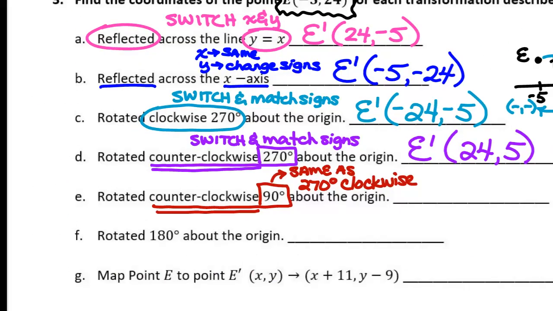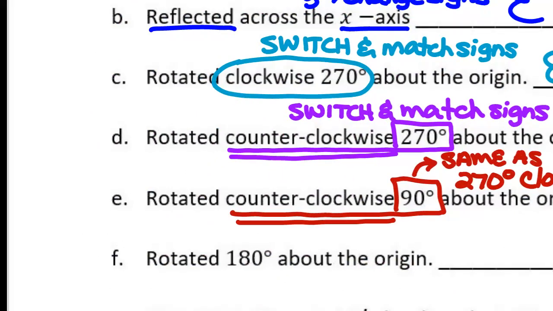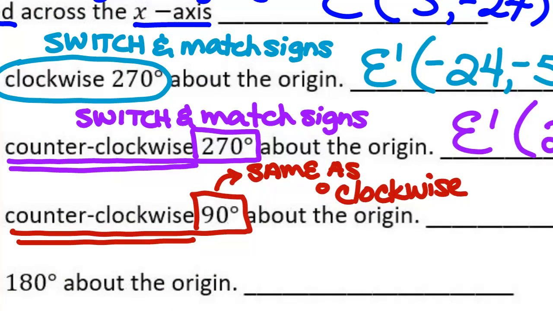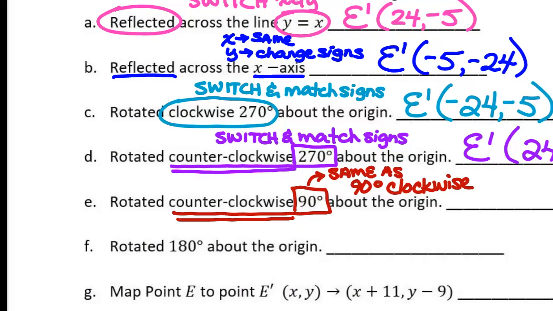Which one? Yep. Because remember, 270 counterclockwise is the same as 90. I wrote 270, sorry. I should have written 90. I was looking at the problem. Kaylin, I'm sorry, what did you say? -24, -5. So it's exactly the same as part C that we already did.